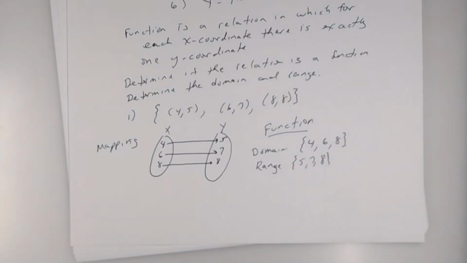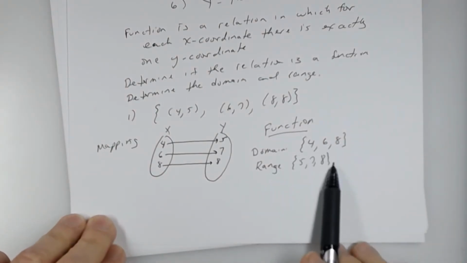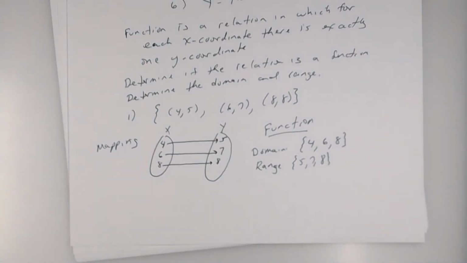Okay? All right. So that was a function because for each of those x coordinates, there was exactly one y coordinate. And then the domain, if it's a finite set, is just listing your x coordinates, and the range is listing your y coordinates. If they occur more than once, you list it only once. All right, let's look at number 2.